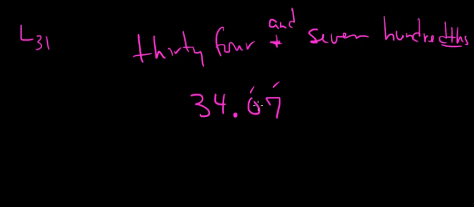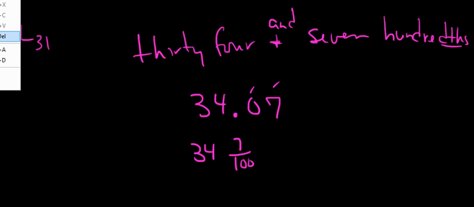Now it wants me to write it as a mixed number. Well, how would I do that? I would write it down as 34. So it's got to be a fraction if it has to be a mixed number. And it's 7/100ths, so it's going to be 34 and 7/100ths. Just like that, okay? That's how we do that question from lesson 31.